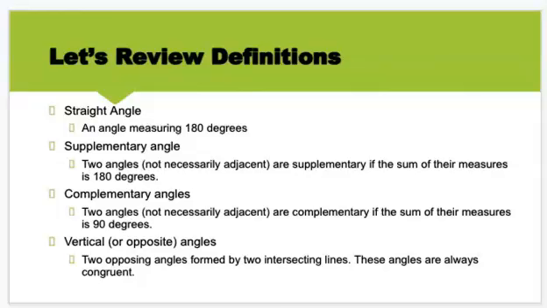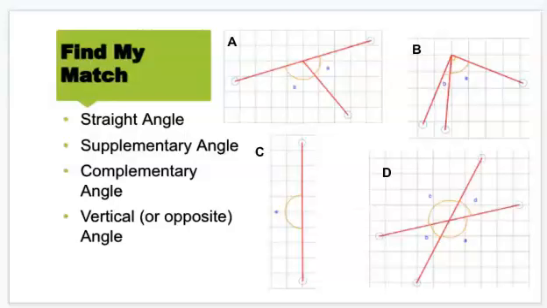Alright, so there's some definitions. Now let's take a look at some pictures and try to make a match. So, can you tell which figure is a straight angle? Which figure is a supplementary angle? Which one is a complementary angle? And which ones are vertical or opposite angles?